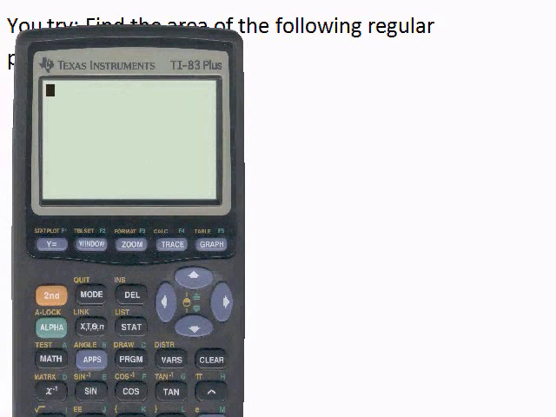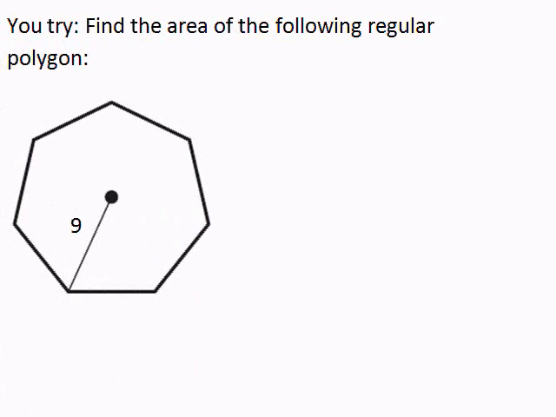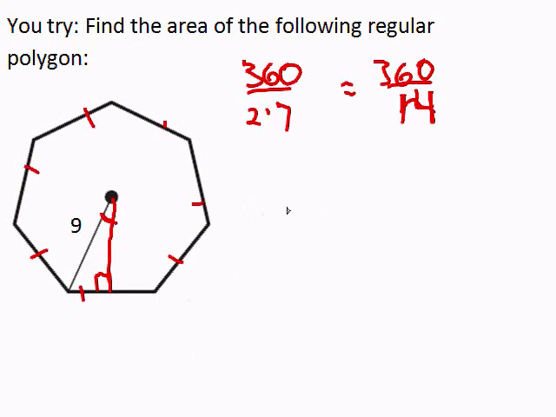So we get 360 divided by 14, which gives us 25.71. And so our degree measure right here is going to be 25.71 degrees. Now that's the angle measure of this angle right here in our triangle. Now we've got the angle measure, we can go ahead and find our base and our height using SOHCAHTOA.